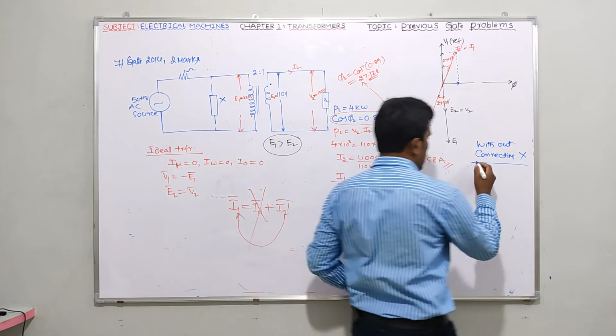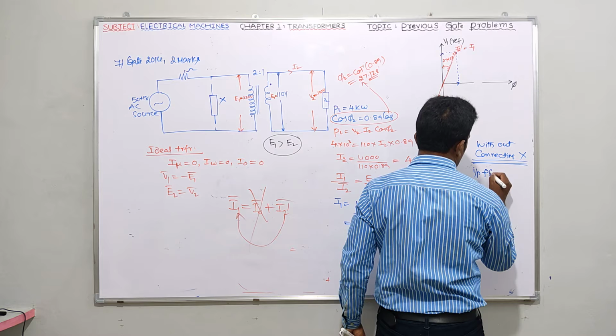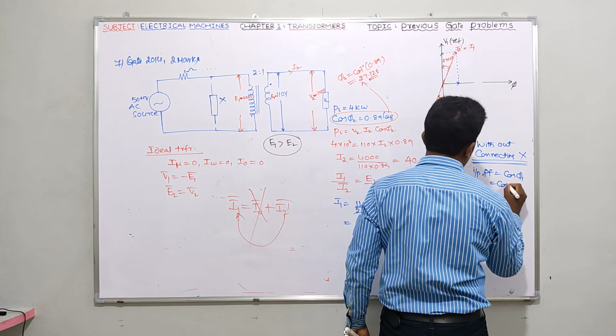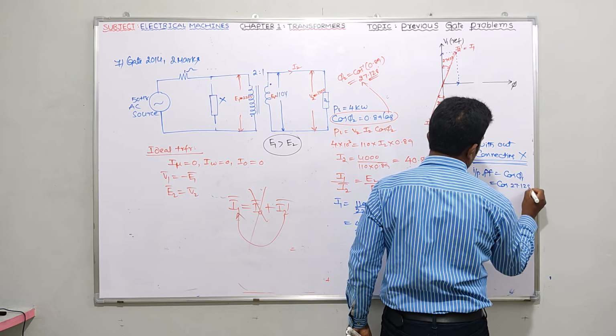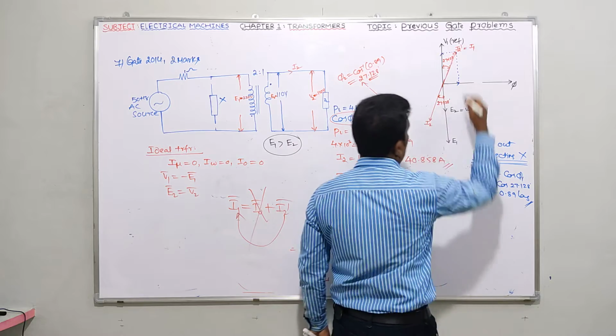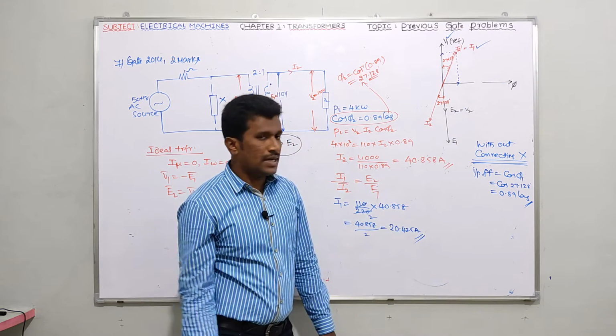So let me write it. Without connecting reactance, input power factor equals cos phi 1. Here phi 1 means 27.128. Once again you will be getting 0.89. Lag or lead? Lag only. If you see, the I1 vector lags V1 by an angle of 27.128. So I can say 0.89 lag.